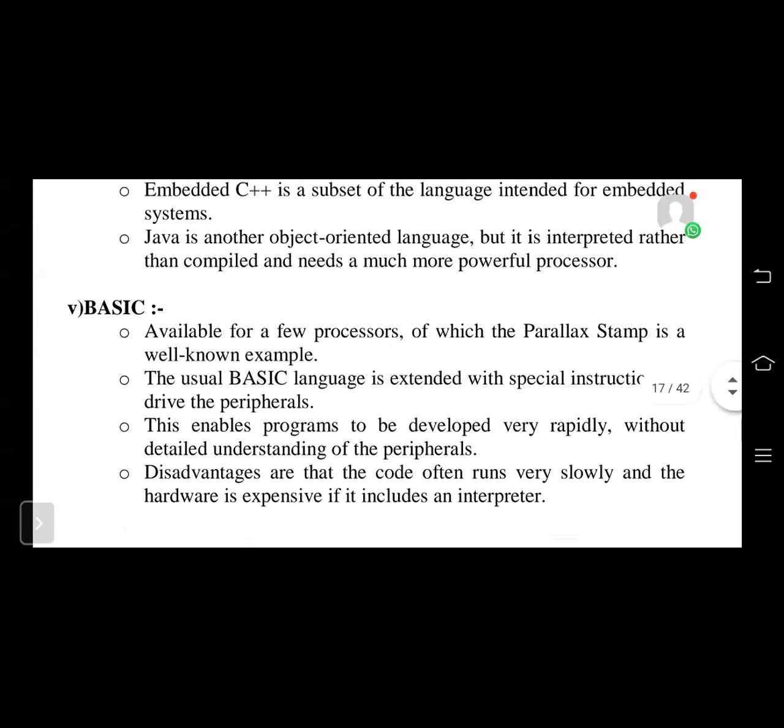So Java is another object-oriented language, but it is interpreted rather than compiled. So there are compilers, assemblers, interpreters. Java is more interpreted than compiled, and it needs a much more powerful processor.